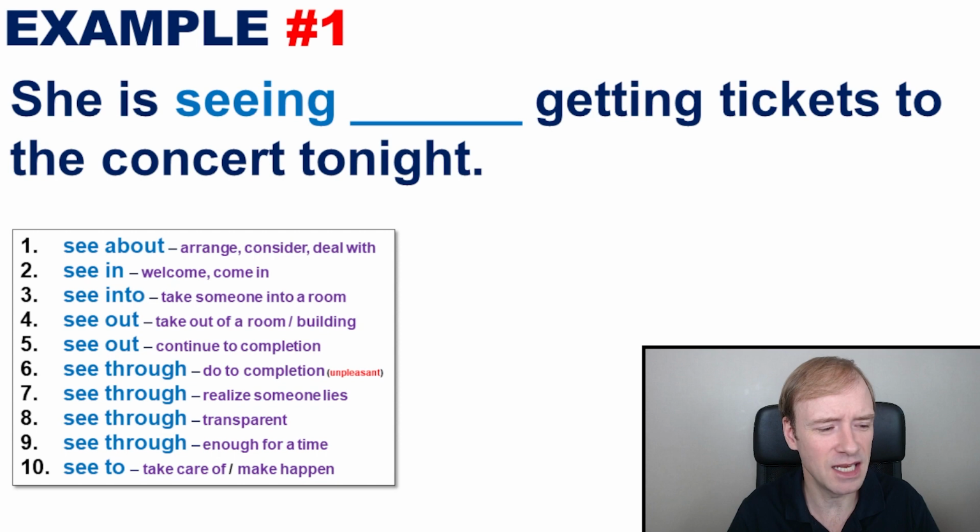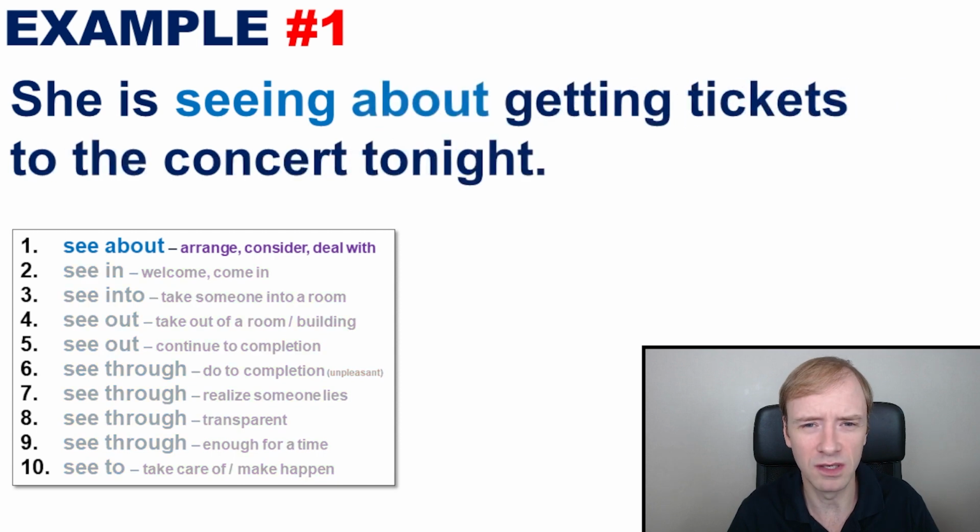She is seeing, well, I'm going to help you out with this one. She is seeing about getting tickets to the concert tonight. So there's a concert tonight. She's going to check about getting tickets. Okay, she's going to possibly arrange it or get the tickets.